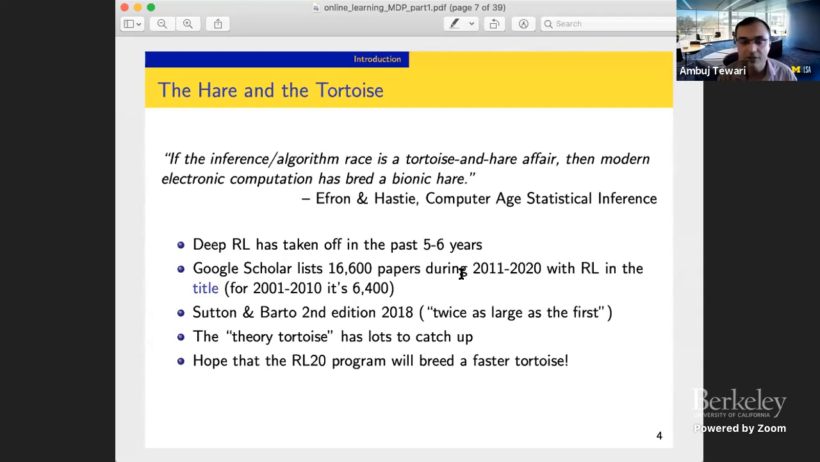And a quick search on Google Scholar, just looking at reinforcement learning in the title of papers, so that's an undercount, we see that there are over 16,000 papers in the last decade, compared to only 6,000 in the decade previous to that. And I think this is only going to increase. So 2020 to 2030, we'll see another maybe factor of 3 or 4, I don't know, hard to predict. And the field has grown. Sutton and Barto's second edition, which came out in 2018, is about twice as big, by the authors' own estimation. The theory tortoise, because it moves more slowly, has lots of catching up to do. And I hope that this program can breed a faster tortoise, just like electronic computation has bred a faster hare.